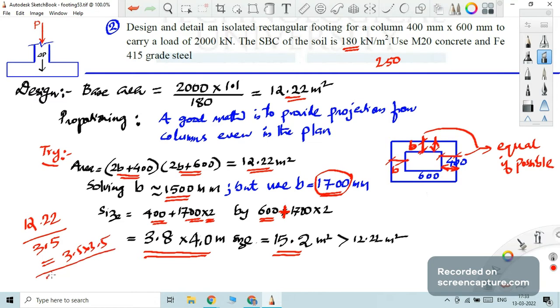Instead of that, if you have a restriction of 3 meter, so 12.22 by 3, in that case 3 by 4.5 meter is what you have to use. So these are various situations, but here we have no restriction, so we adopt equal projections. So our size is 3.8 by 4 meter.